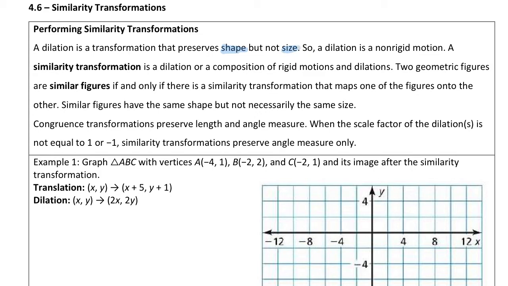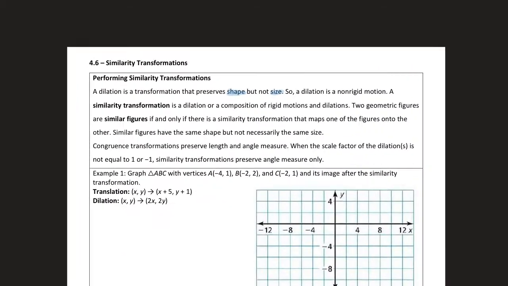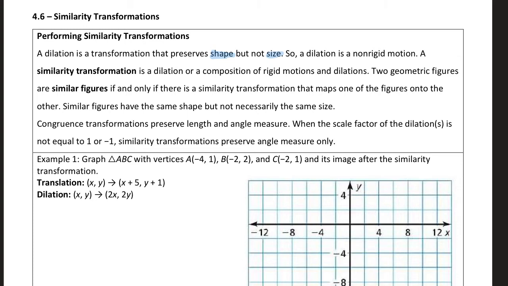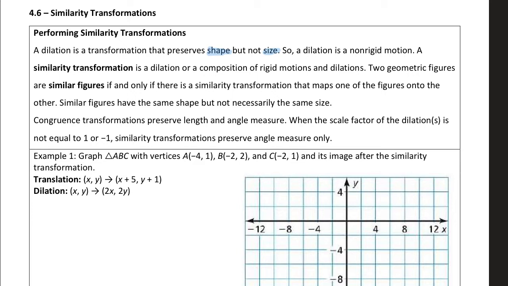This is an example of a dilation. I shrunk the page, okay? It's the same shape, just a different size. So dilation is what we call a non-rigid motion, meaning it changes the size of our object, our figure. A similarity transformation is either just a dilation, or we can do dilations with rotations, with reflections, with translations. Those are all possible. When we do these dilations, it creates two figures that are called similar figures.